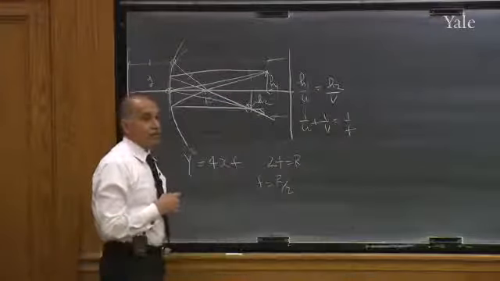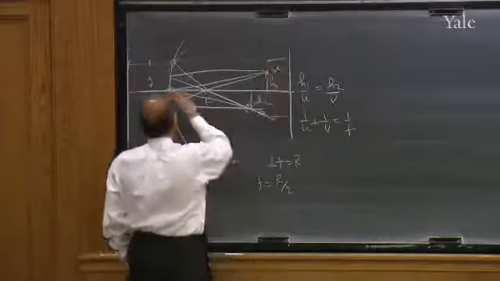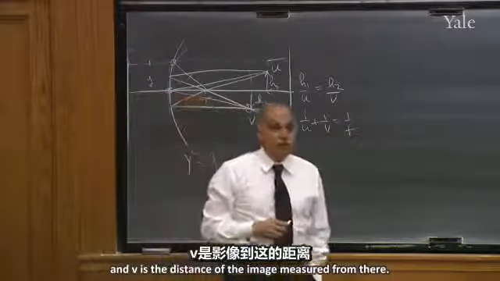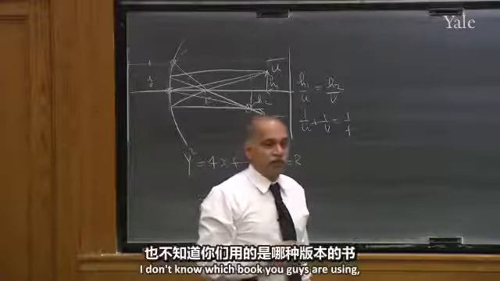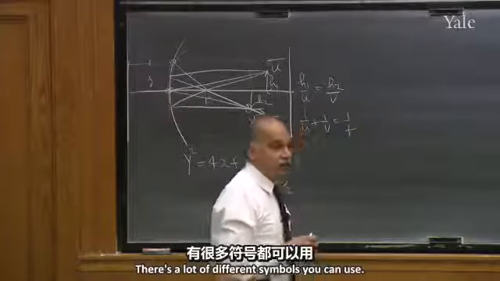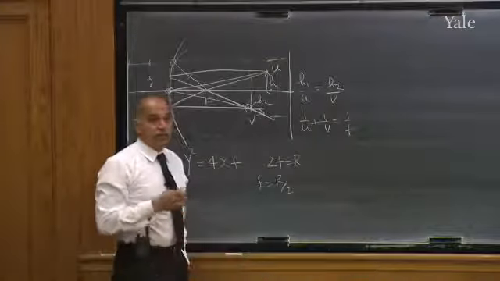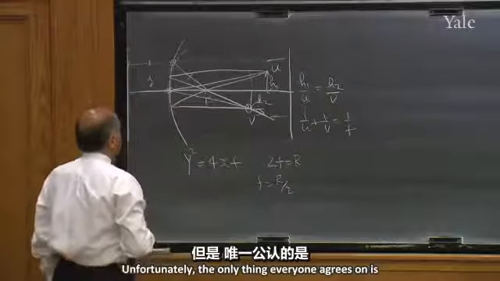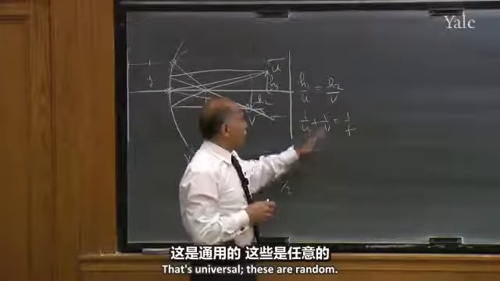Yes? What are u and v again? Oh, u is the distance from the object measured from here, and v is the distance of the image measured from there. I don't know what the book calls them. I don't know which book you guys are using, DI and DO and I and O. There's a lot of different symbols you can use. So you're free to use any symbol you want in your problem set as long as you explain to the TA what you're using. Unfortunately, the only thing everyone agrees on is that f stands for focal length. Okay, that's universal. These are random.